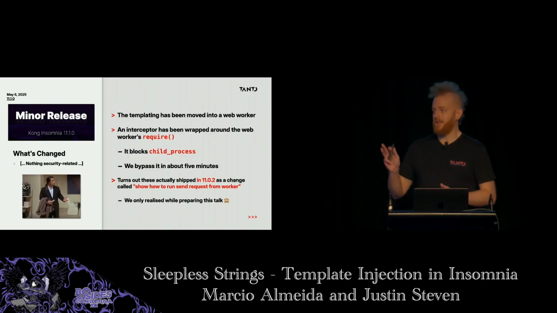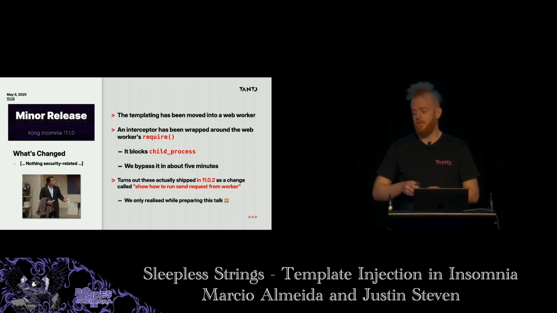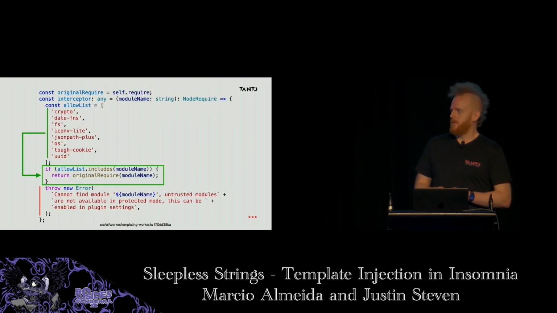We didn't realize until we were preparing this. Our blog post says that this fix came out in 11.10. The reason why the changelog is blank on this is because this shipped in a prior release about a month earlier in a change called Show How to Run Send Request from Worker. We didn't realize that this was actually released earlier than we'd thought. But this is what that fix looks like.